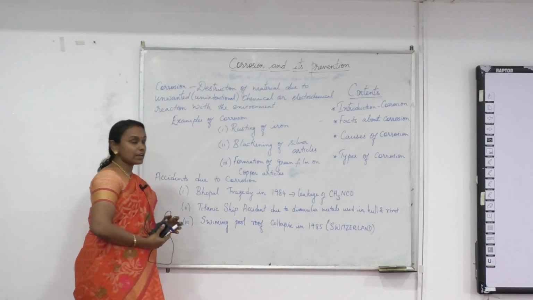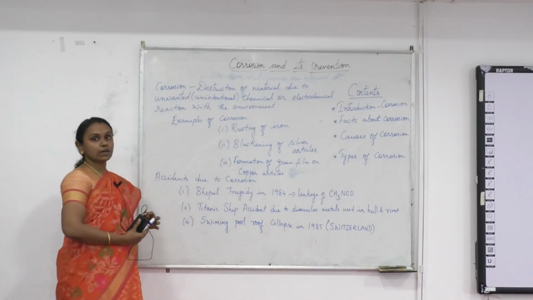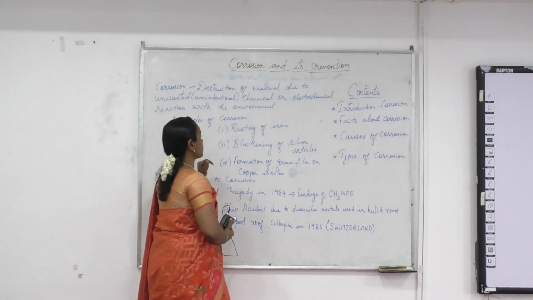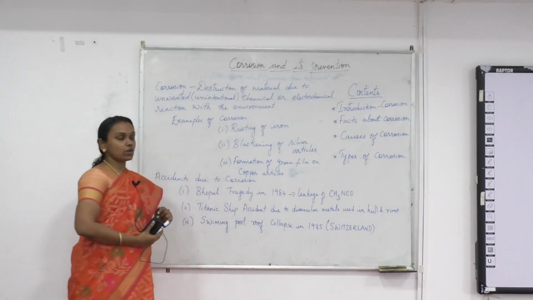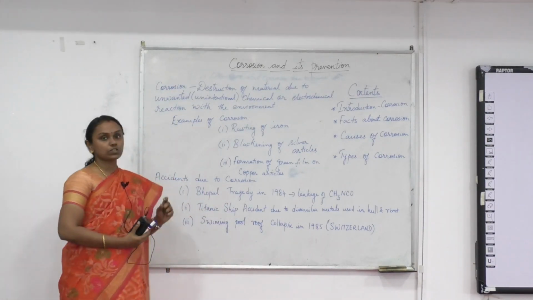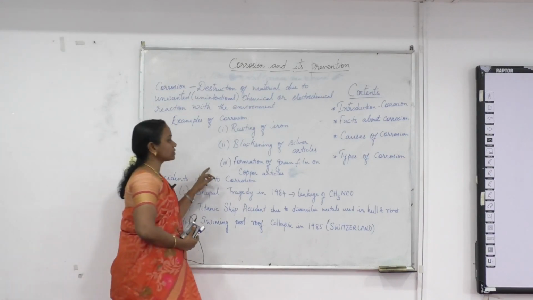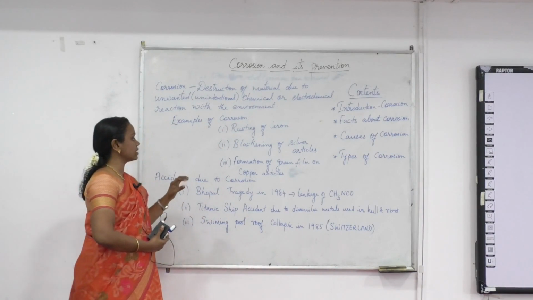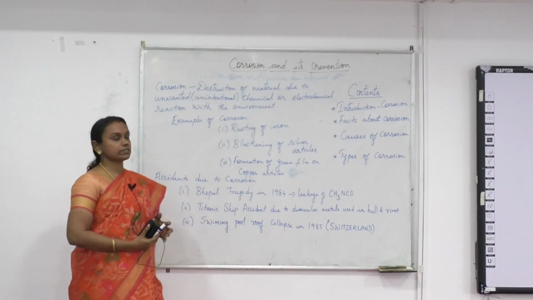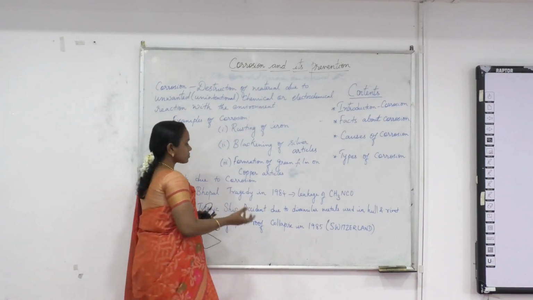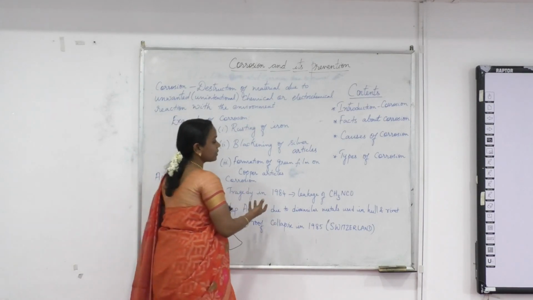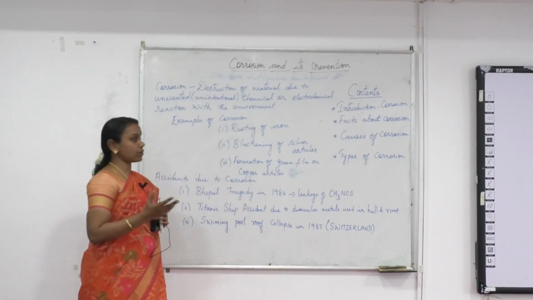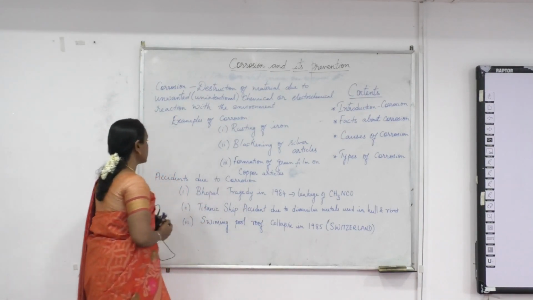What are the different examples of corrosion? The most common example of corrosion is rusting of iron. This is a very familiar phenomenon. Next is blackening of silver articles, that is due to formation of silver oxide. Then a thin film of green color will be formed on copper articles, that is due to copper carbonate formed due to the presence of moist carbon dioxide in the environment.